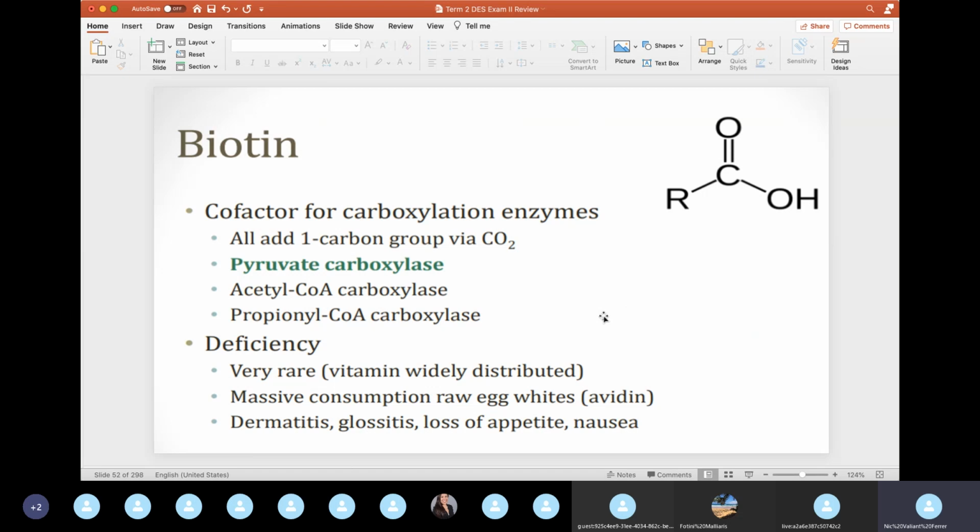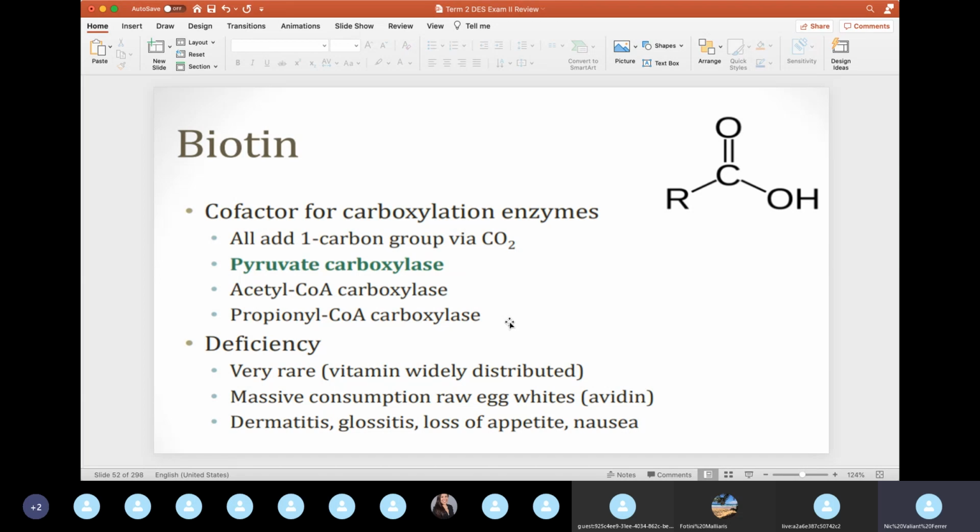So biotin, why is this important? See my keyword? My keyword for biotin is carboxylase. So this is a cofactor for carboxylation enzymes. So your pyruvate carboxylase, acetyl-CoA carboxylase, propionyl-CoA carboxylase. You can see they all end in carboxylase. So that's your biotin. It adds one carbon via CO2.